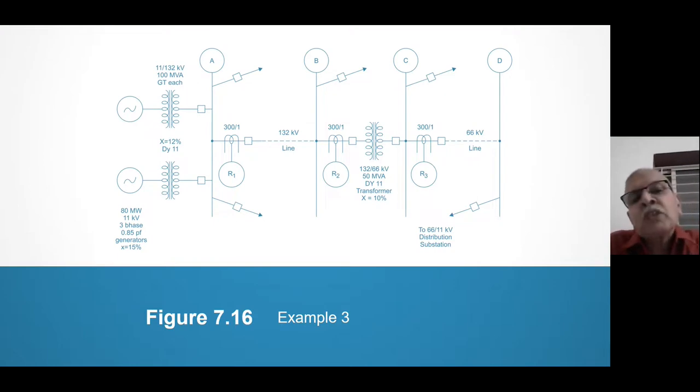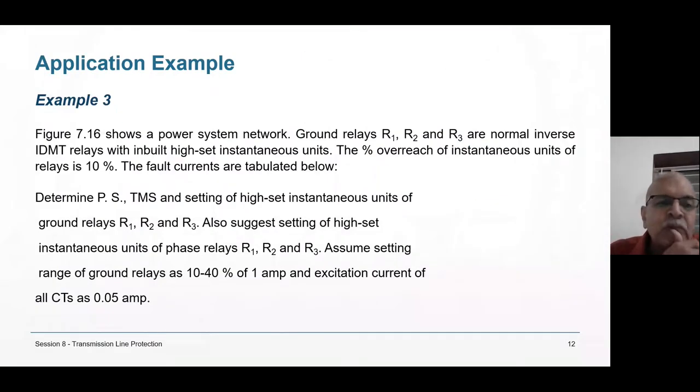But between R1 and R2, there is no transformer. So there, the calculation will be required. Let us go according to this PS of R2. But first you will have to consider the TMS of high set unit. TMS of high set unit is what? Assume setting range of ground relay as 10 to 40% of 1 ampere and excitation current of R3 is 0.1.